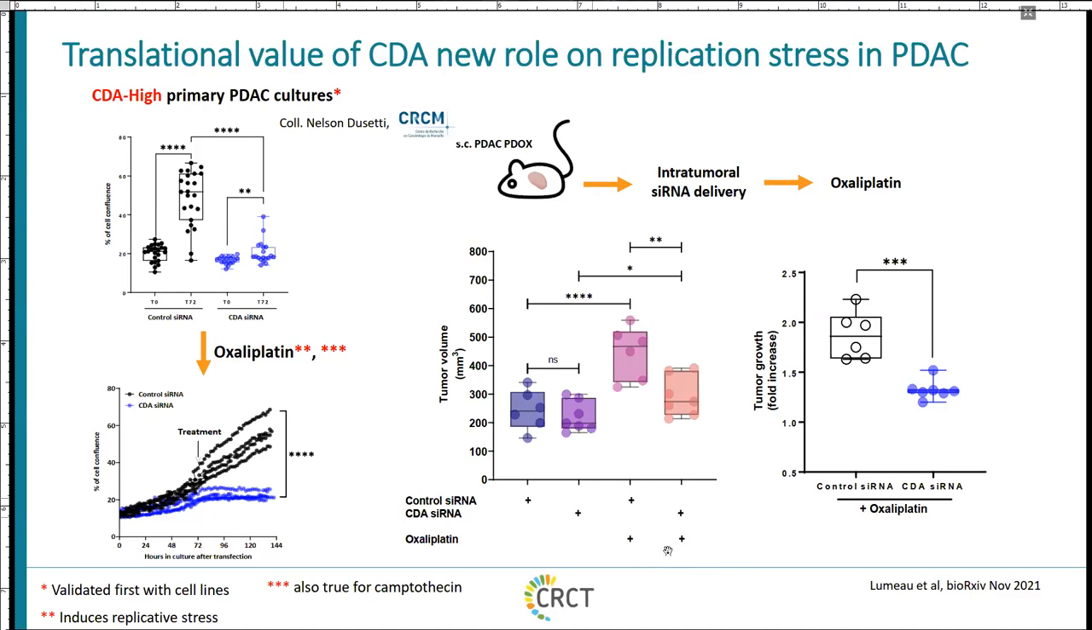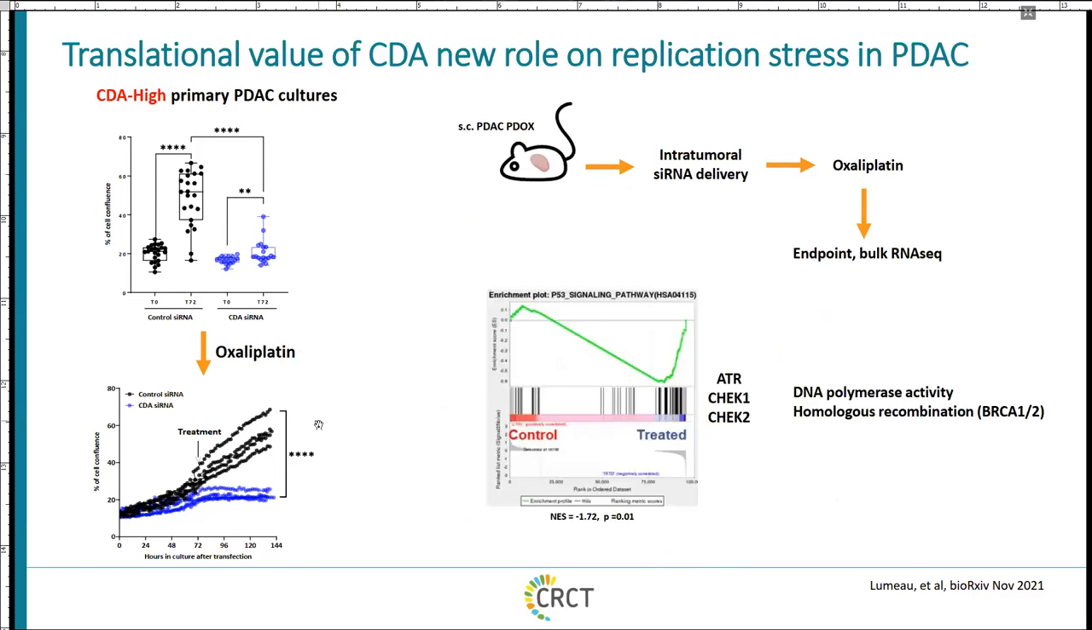And if you go to the next slide, again, we performed RNA-seq with Novogene on those tumors. And we could find that in the tumors that were treated by siRNA against CDA and oxaliplatin, we had a strong and significant enrichment in the signature of p53 signaling pathway with induction of ATR, CHK1 and CHK2, but also some hints of increase of DNA polymerase activity. This is very common because we know that cells try to escape by increasing their replication. So it is a secondary target, but also homologous recombination with increase in BRCA1 and 2 activity. This is quite interesting because you may know now that patients with high replication stress induced by FOLFIRINOX, which contains oxaliplatin, are eligible to olaparib treatment that targets BRCA1. So this is one thing that we may try in the near future.